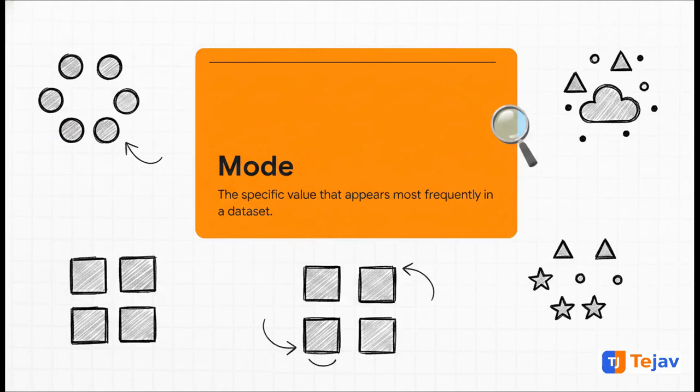The third measure is the mode, and the mode is literally just the value that appears the most frequently. If your dataset is 1, 2, 2, 3, 4, the number 2 shows up the most, so your mode is 2.